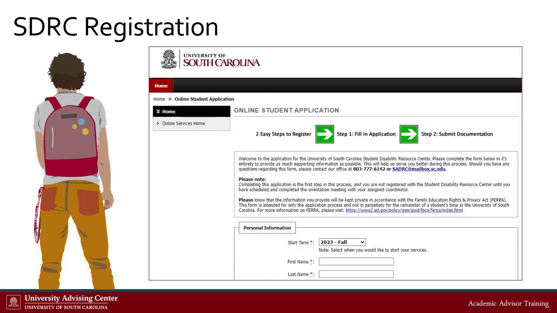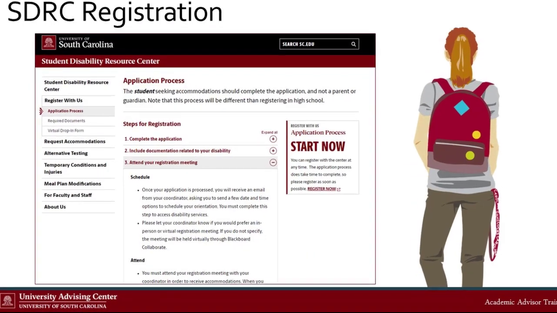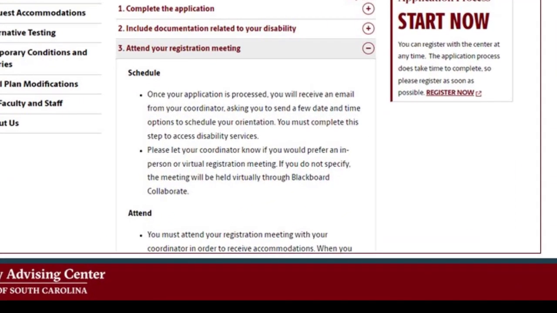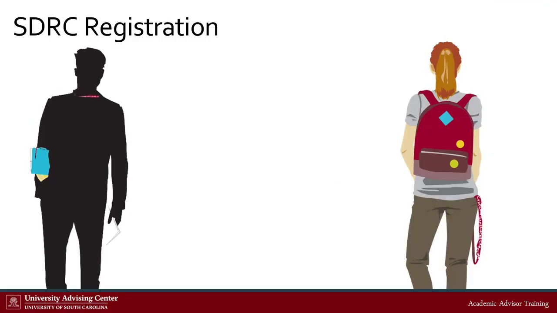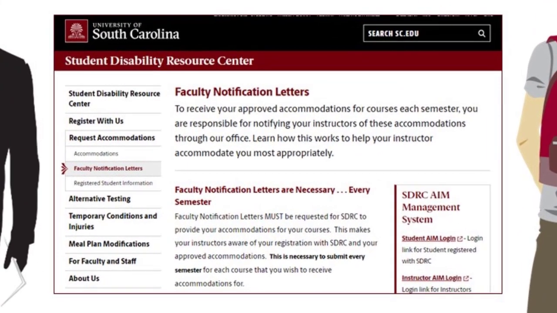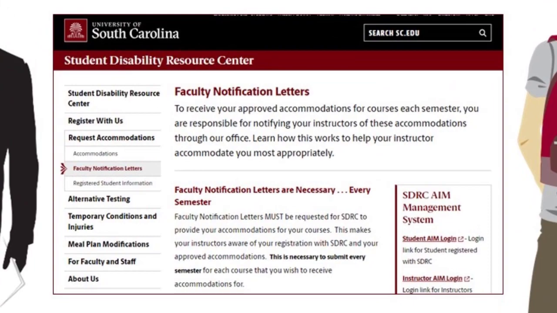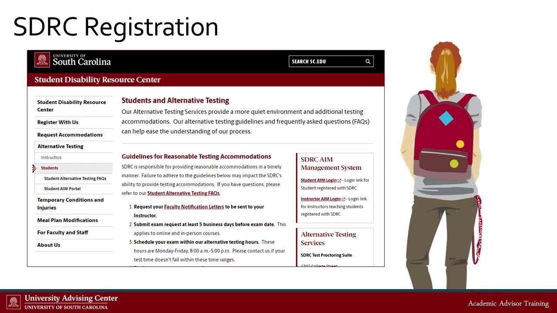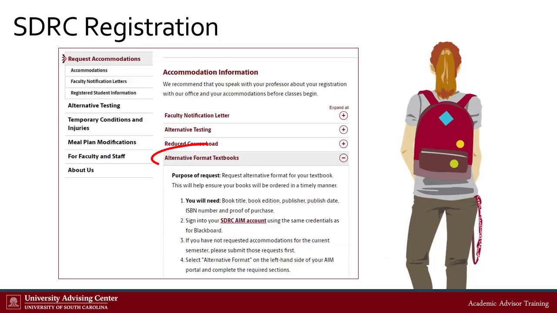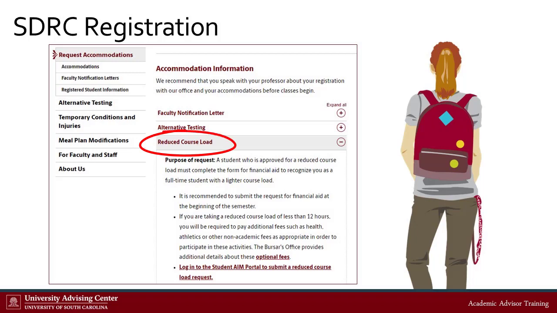Once the application and required documentation are processed and accommodations are determined, students must do the following to receive accommodations. 1. Schedule and attend an orientation with SDRC to review the accommodations. 2. Speak with the professors regarding accommodations. Students may submit the online Letters to Professors request form to have the SDRC email letters to professors and academic advisors describing approved accommodations. 3. Submit required request forms to receive specific accommodations such as test proctoring, alternative form textbooks, and reduced course load.